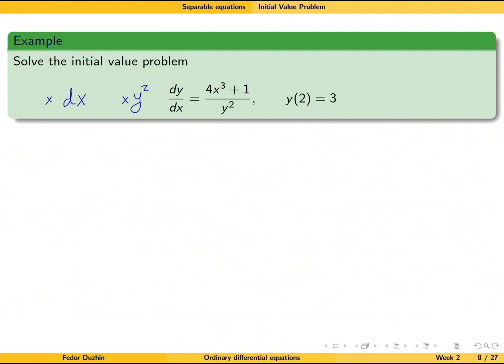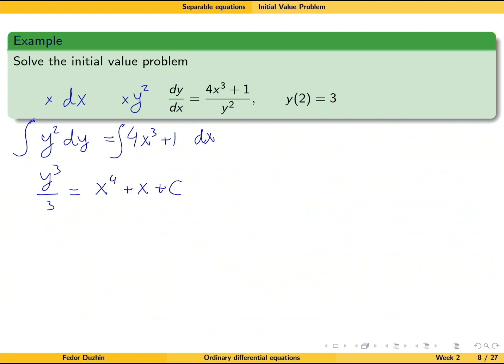So then, on the left-hand side, we are going to get y squared dy, and on the right-hand side, we are going to get 4x cubed plus 1 times dx. And then we write the integration sign. Now we've got to find the antiderivative. So here we get y cubed over 3 equals the antiderivative of 4x cubed, which is x to the 4, plus x plus a constant.